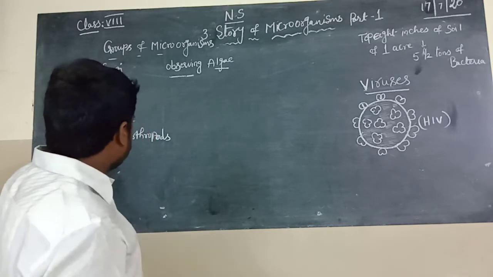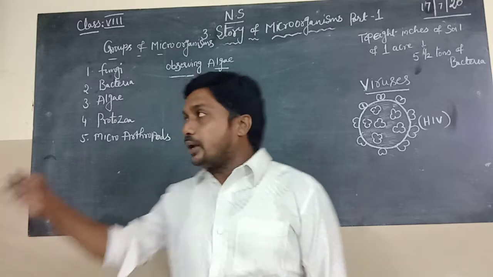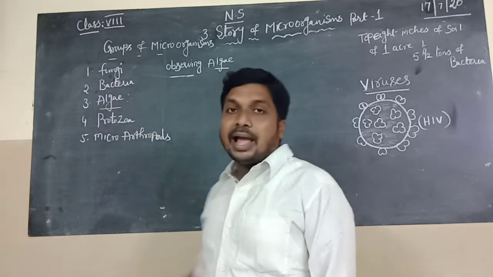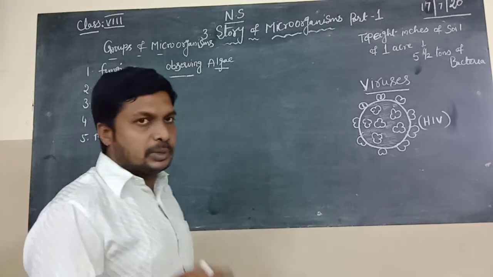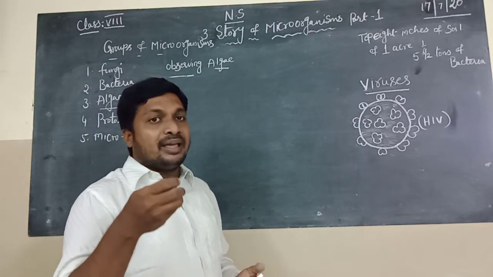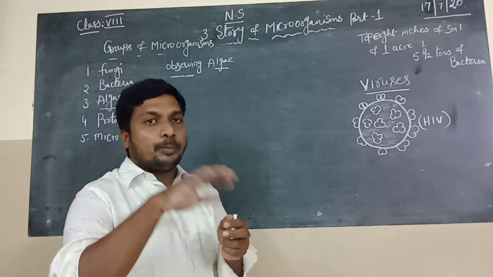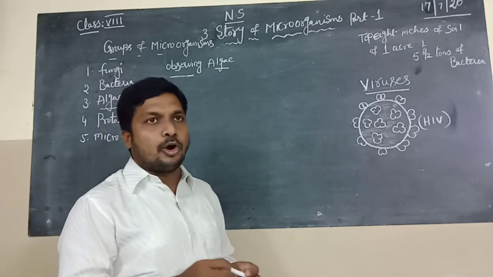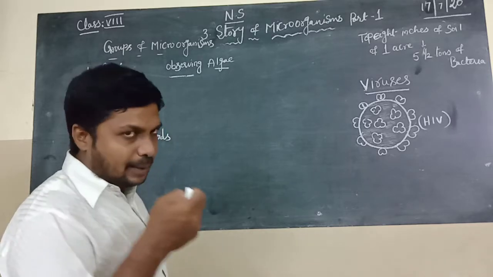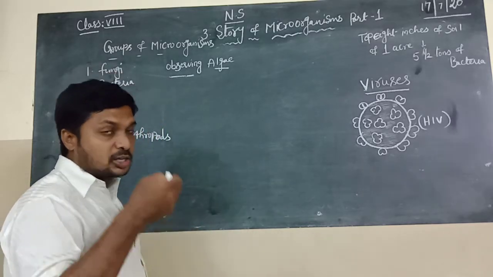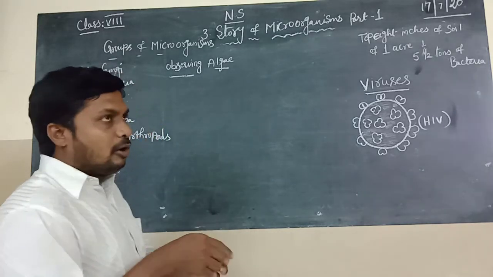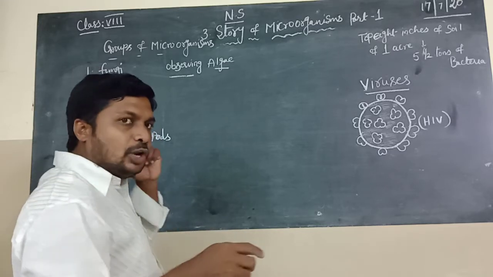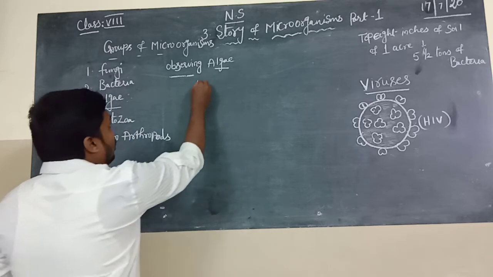Now let us discuss the third group of microorganisms, algae. How to observe algae in your school lab? For this purpose, you have to take a scraping from pond water. You can find a velvety growth on the walls of the pond. Take that scraping, keep it on a slide, put a water drop on it, and cover with a cover slip. If you observe it under a microscope, we can find algae like this.